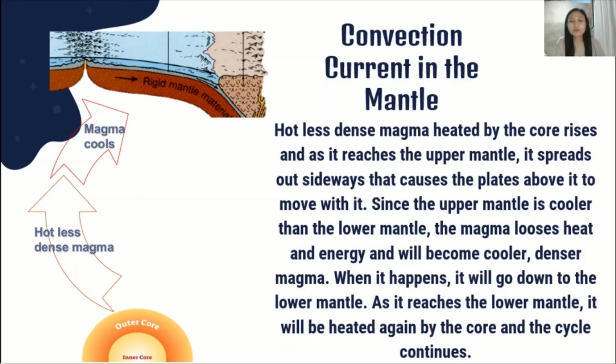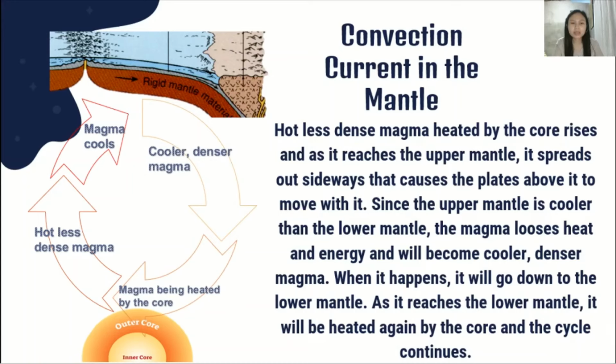Okay, since the upper mantle is cooler than the lower mantle, the magma loses heat and energy and will become cooler, denser magma. So when it happens, it will go down to the lower mantle. As it reaches the lower mantle, it will be heated again by the core and the cycle continues. So that is convection current. Remember, in terms of density, if it is hot, it will rise up. If it is cold, it will go down in liquid or in gas. Okay, so remember this.